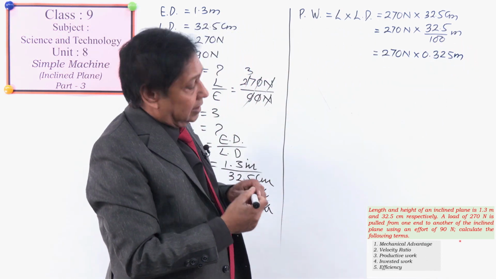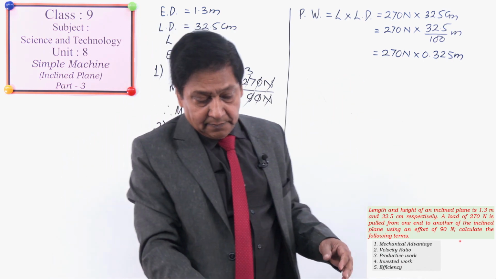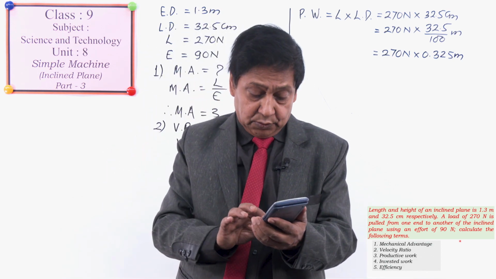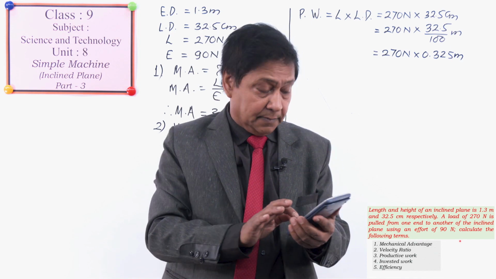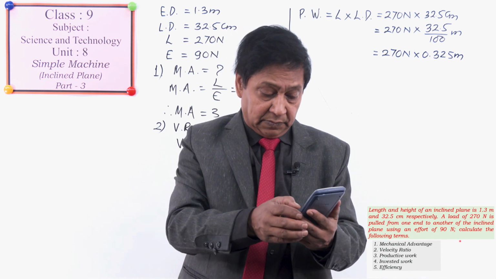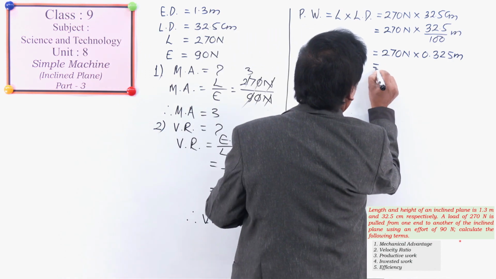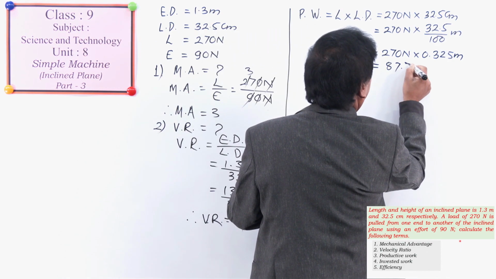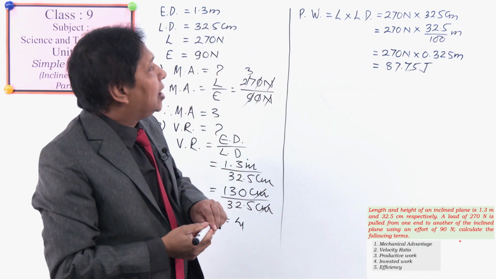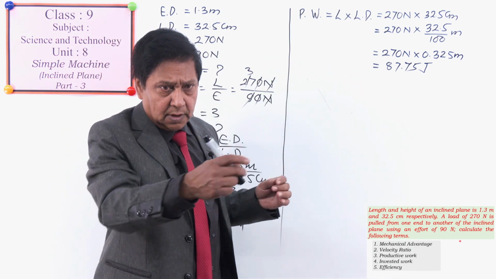This is the number 270 into 0.325. Now I am going to multiply this. 270 into 0.325 is equal to 87.75. Newton meter is joule. That's why work output or productive work is 87.75 joule. Now let's go to number 4.